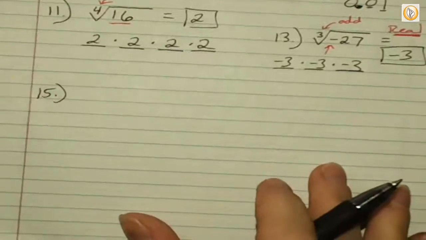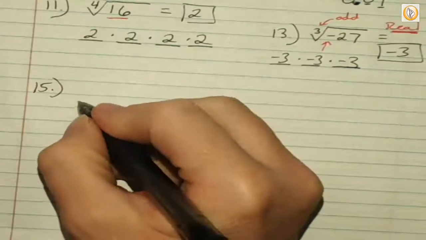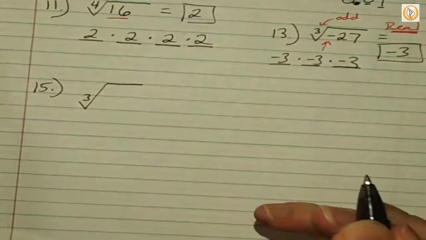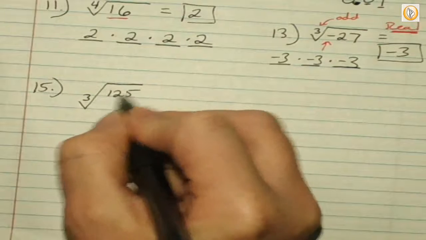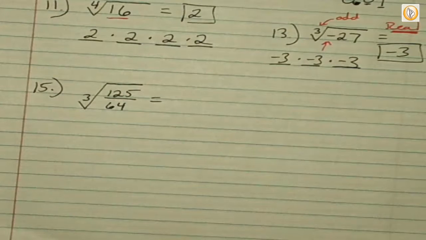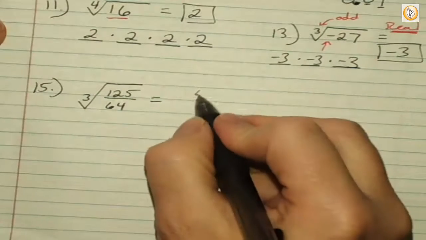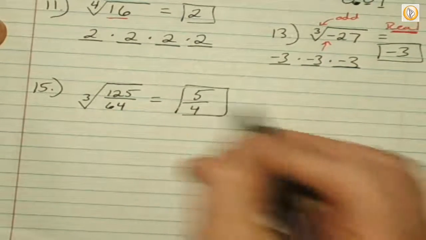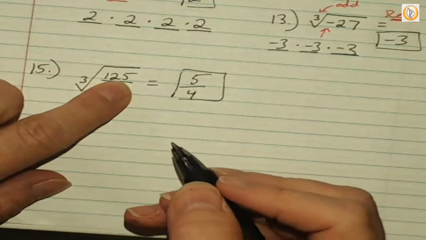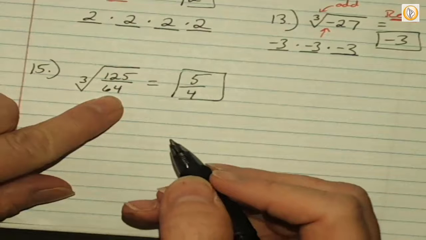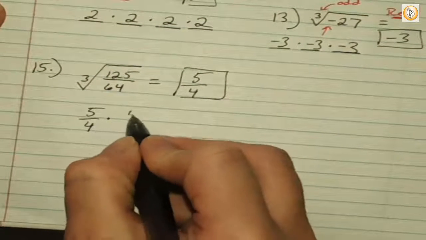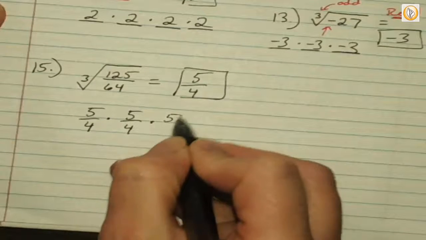15. Ooh, look at that big old check thingy with a root of 3, 125 over 64. Keith, you want to be my victim? 5 over 4. Very good. It's 5 over 4 because we're looking for what number times itself 3 times gives us 125, and what number times itself 3 times gives us 64. So it's 5 times 5 times 5, and 4 times 4 times 4.